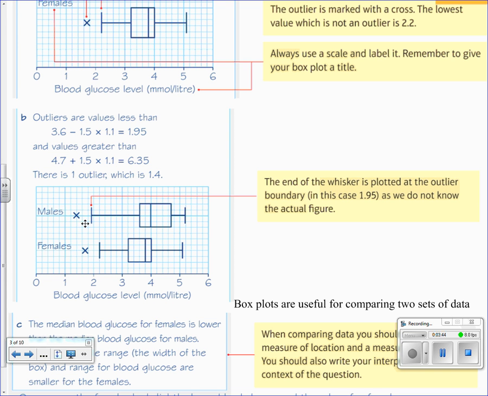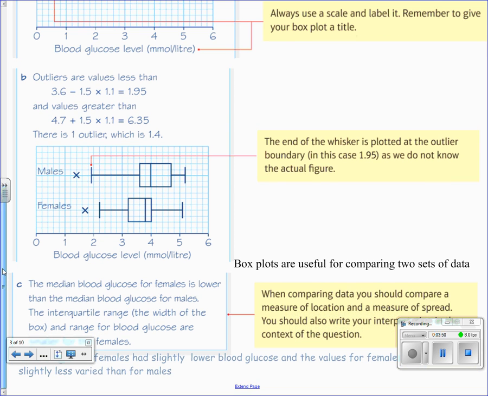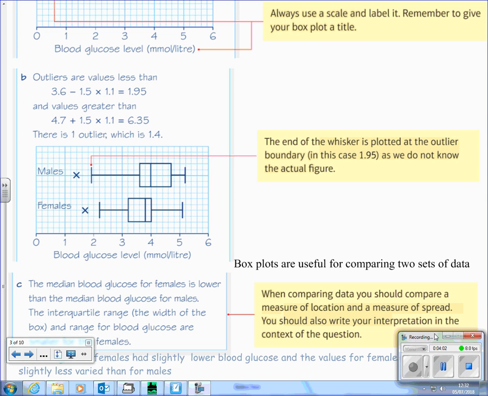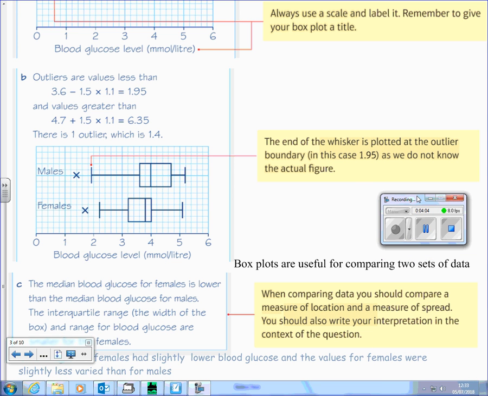Box plots are useful for comparing two data sets. When you're comparing two data sets, you compare a measure of location. If you're using a box and whisker diagram, you'll compare medians, and a measure of spread. If you're using a box and whisker diagram, you'll use interquartile range, or possibly range.